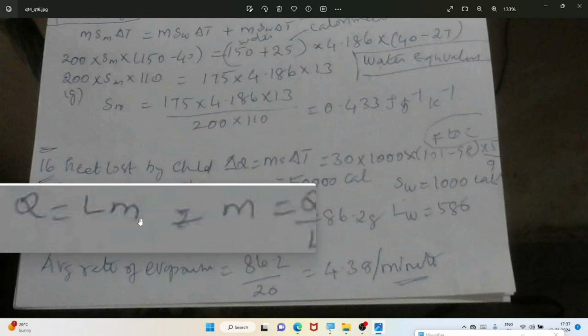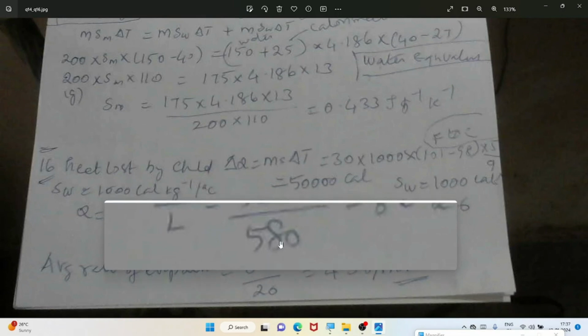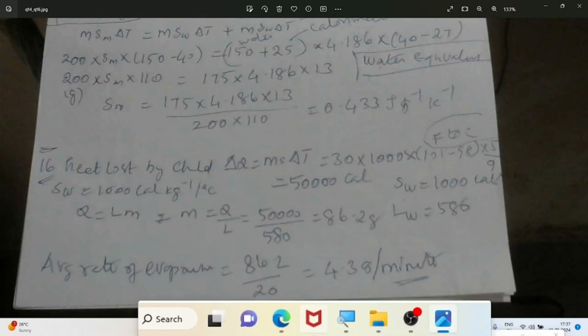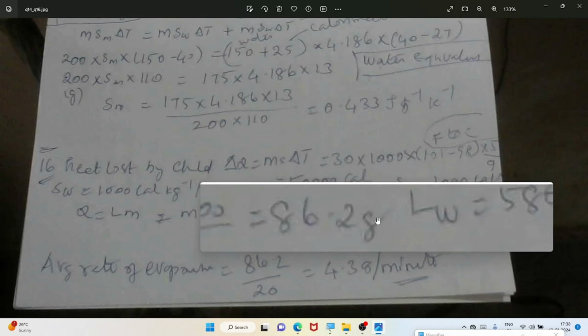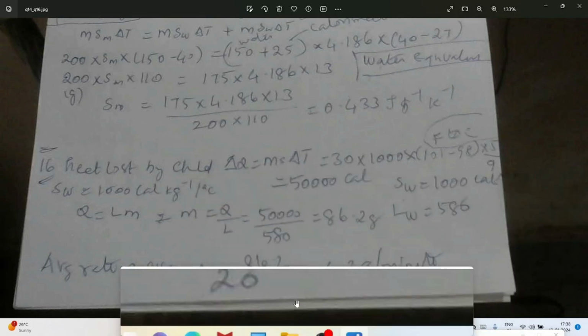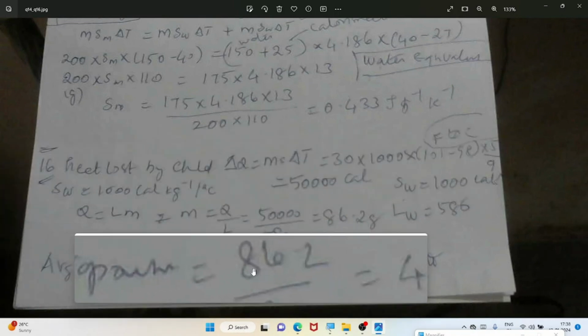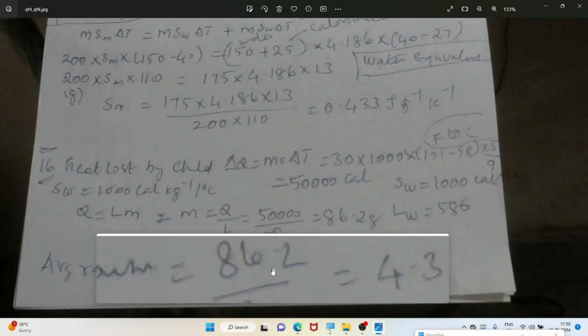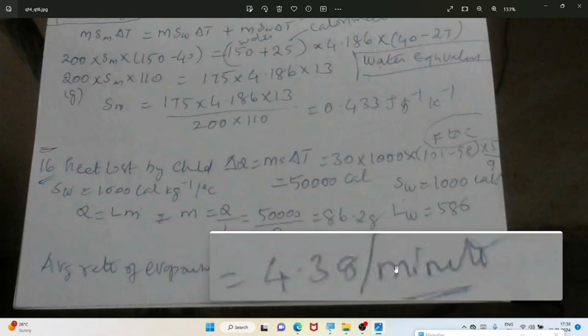So Q equal to mL, so M equal to Q by L. 50,000 divided by L, that is the latent heat. So after that, this is this much kg, this much gram, sorry. So the average rate of evaporation equals this many grams for this many minutes. Okay, so 4.3 gram per minute.